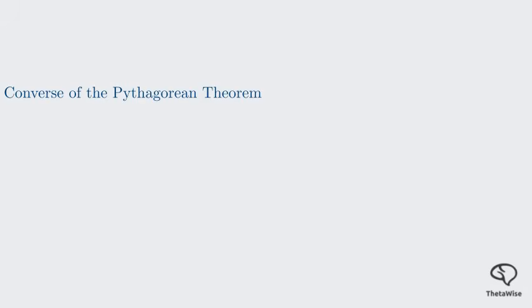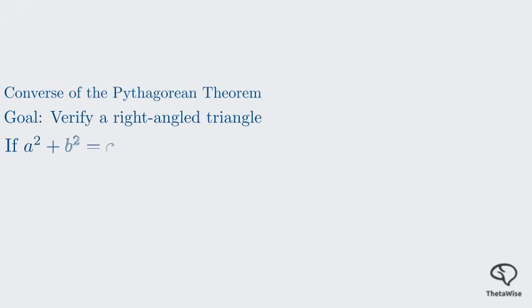We can also use this theorem in reverse. This is called the converse of the Pythagorean theorem. It allows us to prove whether a triangle is right-angled just by knowing its side lengths. Our goal here is to verify a right-angled triangle. If A squared plus B squared equals C squared, the triangle must be right-angled. If they are not equal, then it isn't.